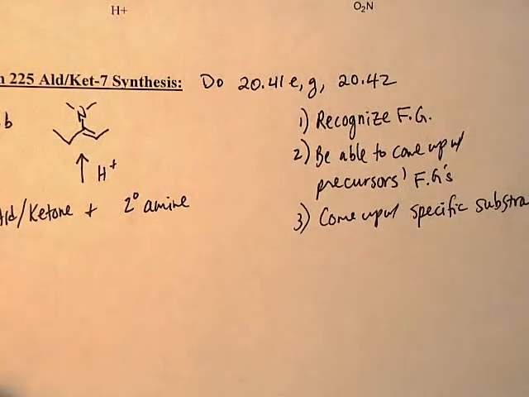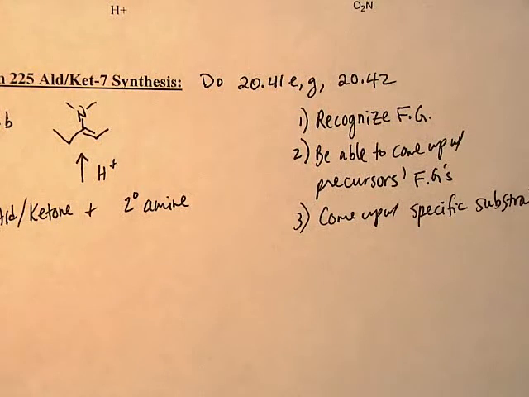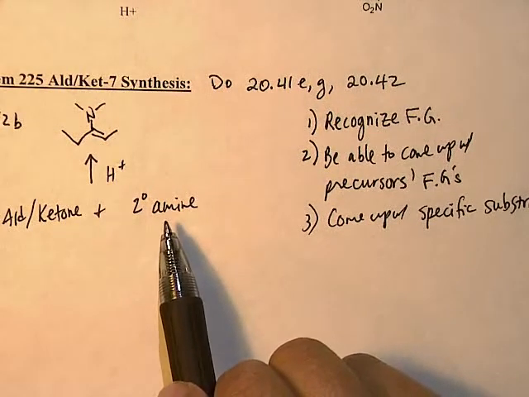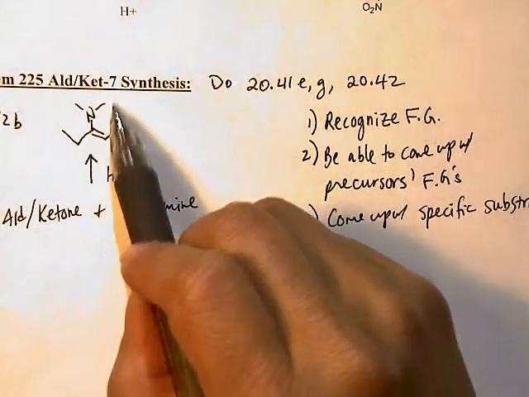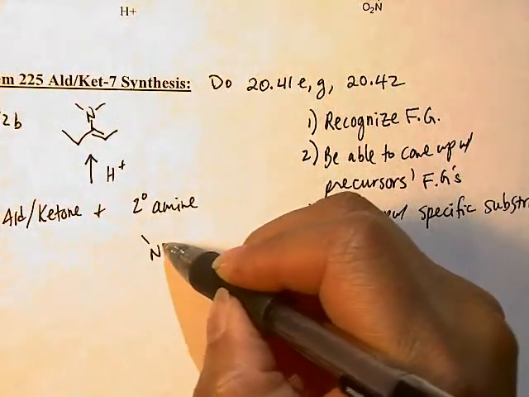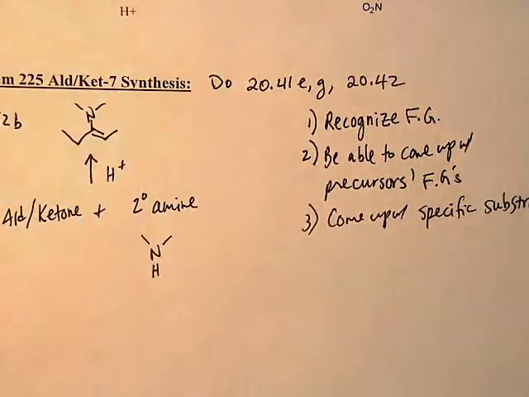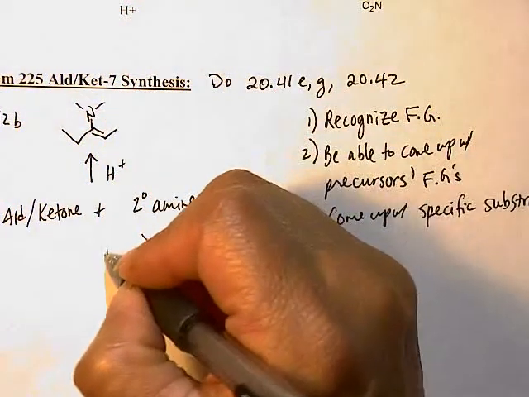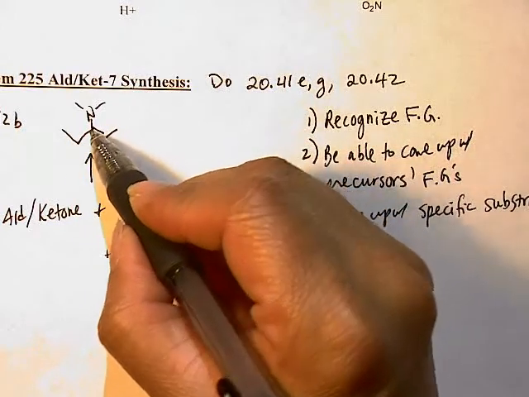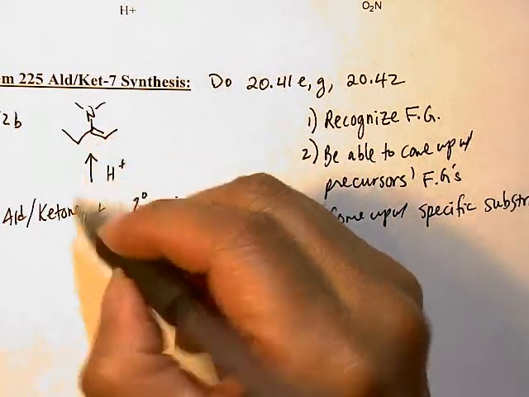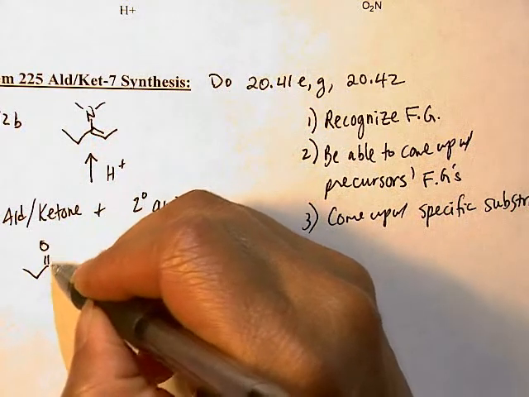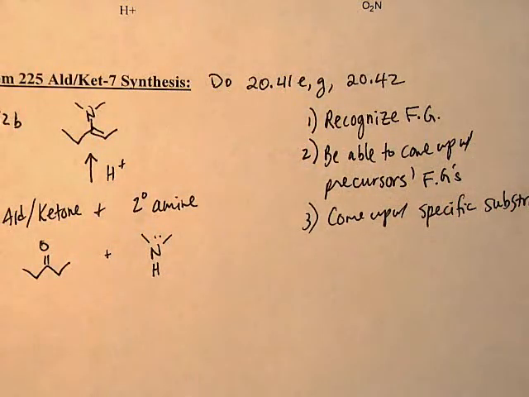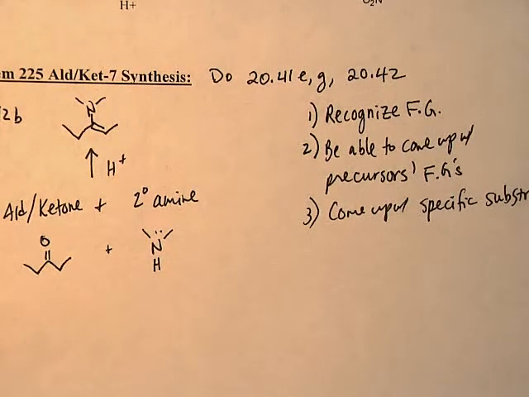If so, what would it look like? And the secondary amine, what would that specifically look like? So the secondary amine is right here, as you see. You know that we are going to need this amine in order to make this enamine. And then the aldehyde or ketone: you know that this carbon right here, where the double bond is, used to be the C double bond O. So those are the two precursors that I need.